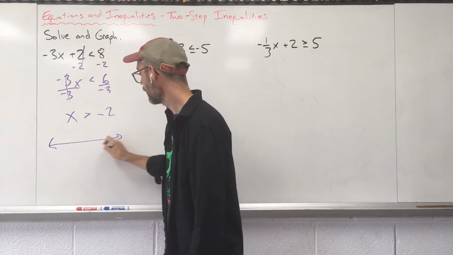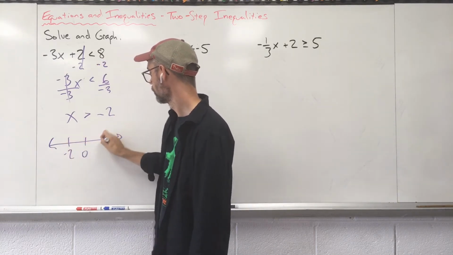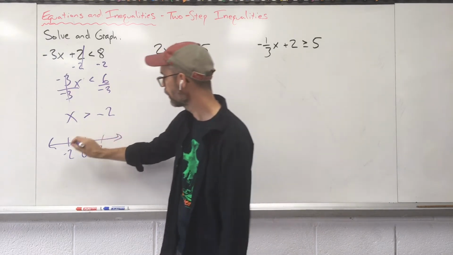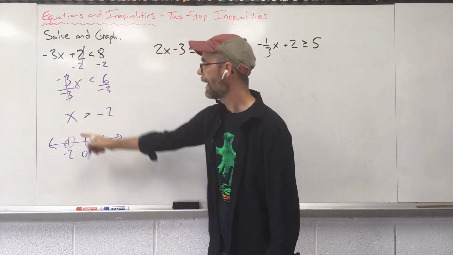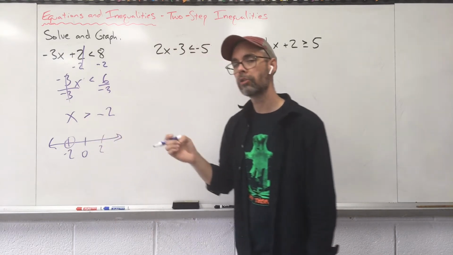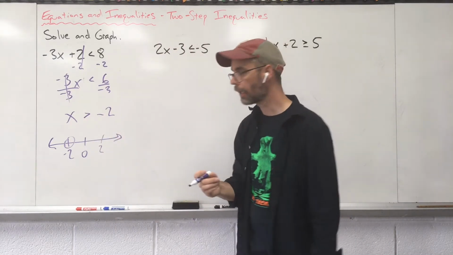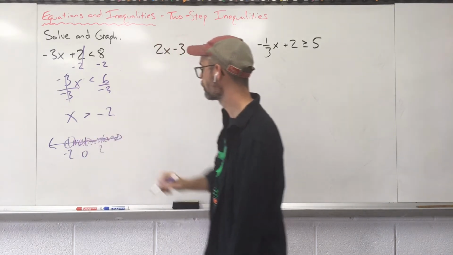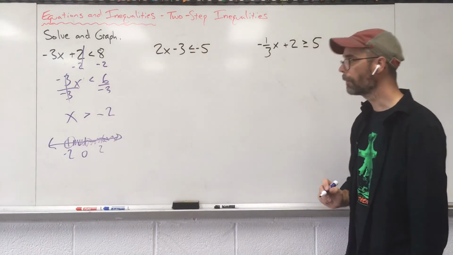If we're to graph that now, open or closed circle at negative 2? No equal sign, so that means open. X is greater, x is larger. What's a number bigger than negative 2? 0, 2, 3, 4, 5, 6, 7, 8, 9. Everything to the right.